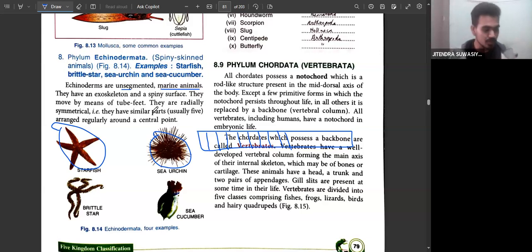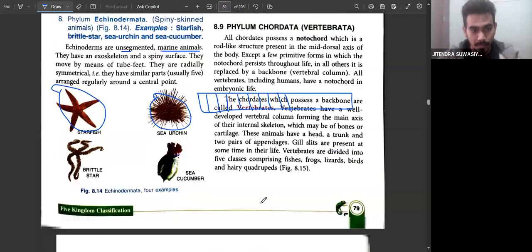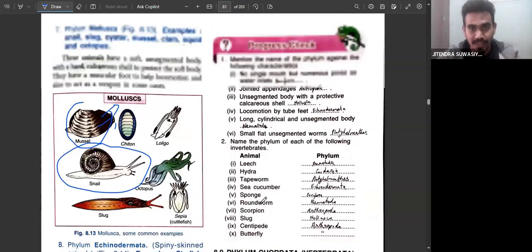So, the tube feet, how are they? They are very minute, found in the body of the starfish. When they move from one place to another, they use that tube. They use the tube and crawl from one place to another. So they are radially symmetrical. They have similar parts, usually five, regularly around the central point. So that is all about the Echinodermata.